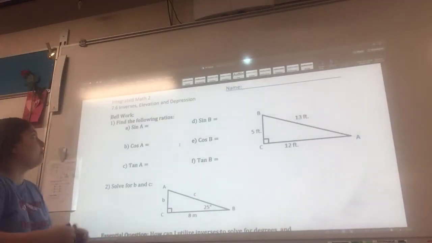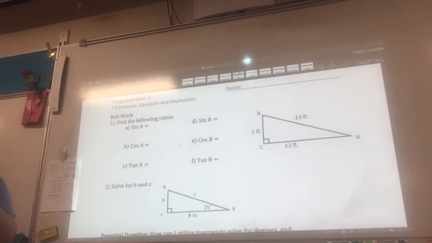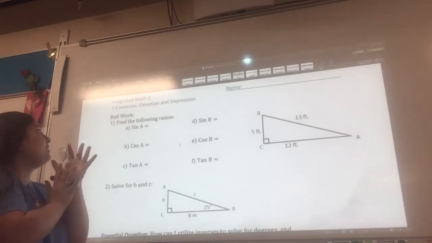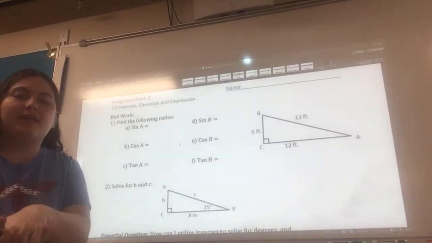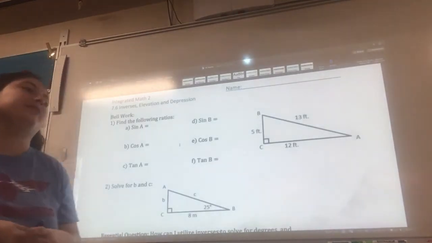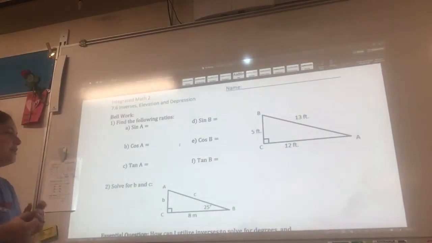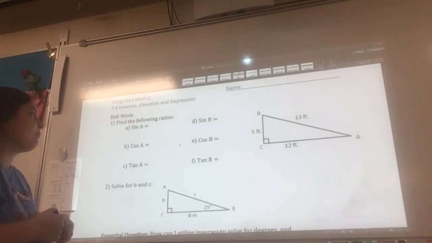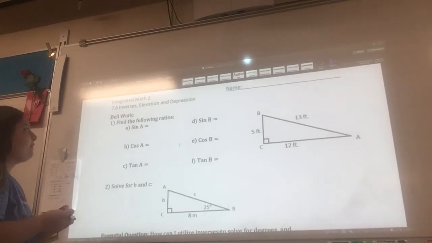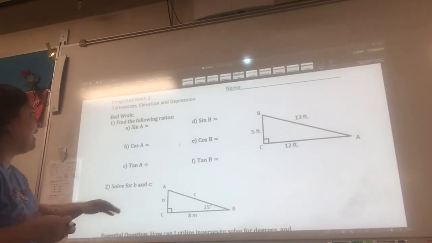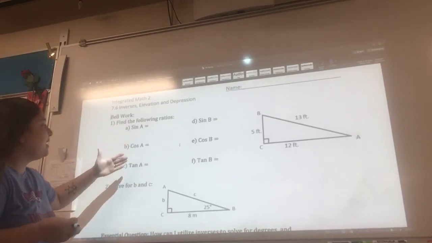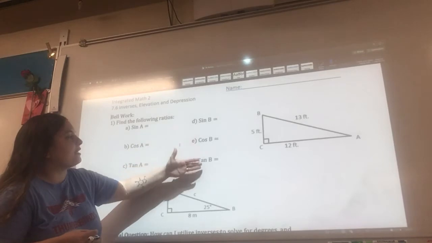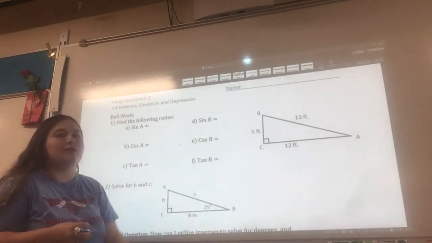All right, so 7.6, the last lesson of Unit 7, is Inverses, Elevation, and Depression. We're going to talk about that in just a second. But first, we're going to do some awesome bell work to make sure we understand and remember all of our trig ratios. For number 1, we want to find the following ratios: sine A, cosine A, tangent A, sine B, cosine B, and tangent B, referring to this lovely triangle over here.